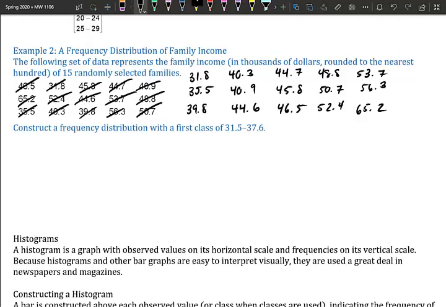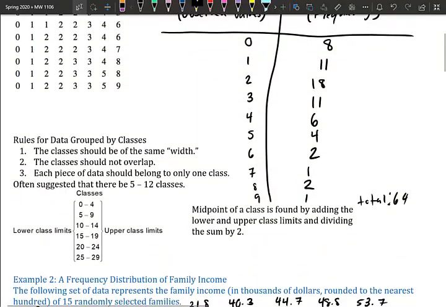Now we can go ahead and figure out a whole bunch of stuff here. So if we want to construct a frequency distribution with the first class of 31.5 to 37.6. So a class is a range. So see here how we only had 0. So we could make this 0 to 2. So how many people answered 0 to 2 children? And then we would add all these up.